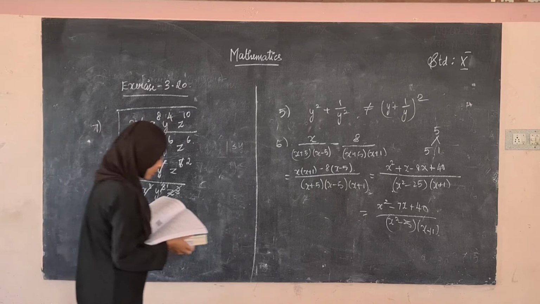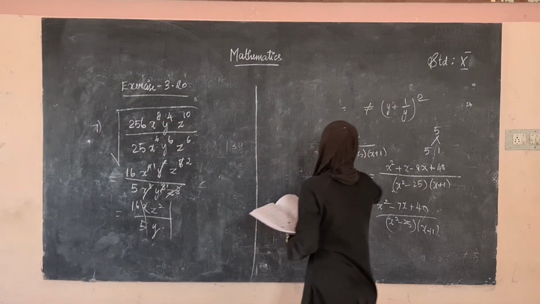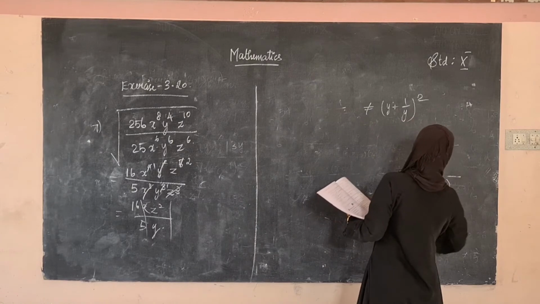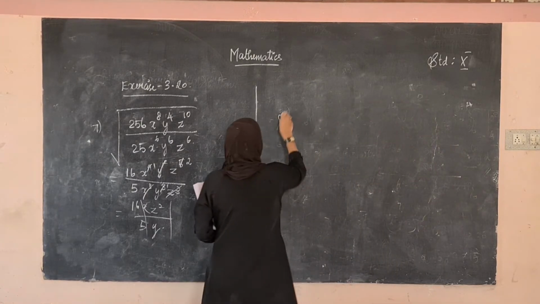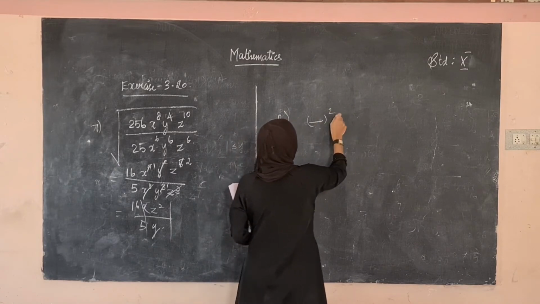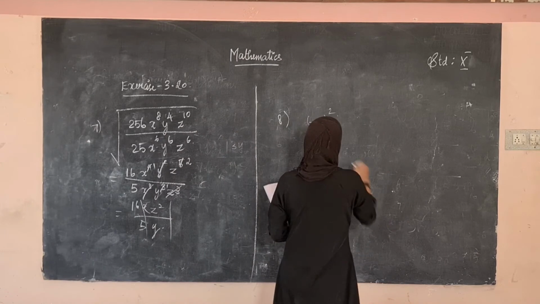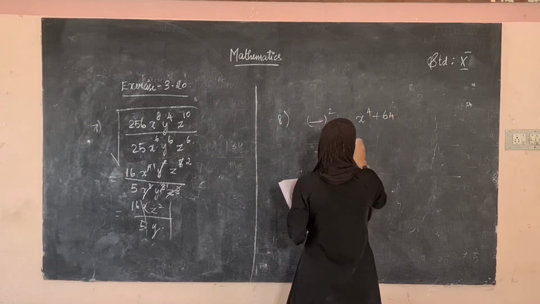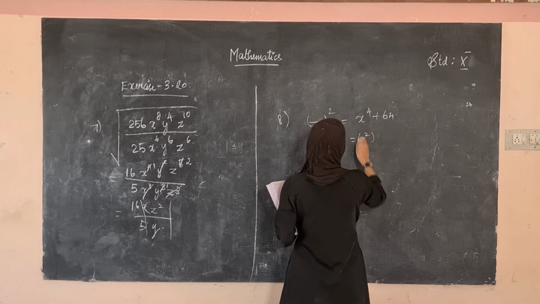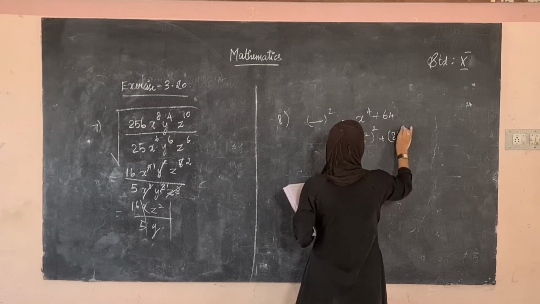Now the eighth sum. Which of the following should be added to make x power 4 plus 64 a perfect square? So perfect square means something the whole square. Right? You have to write it in the format of something the whole square. What they have given is x power 4 plus 64. So x power 4 can be written as x square the whole square, plus 64 is 8 square.